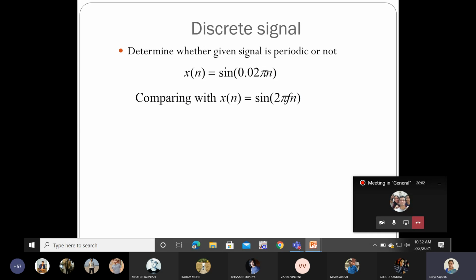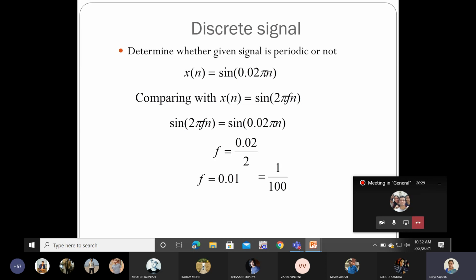We have to compare this signal with the general equation, that is sine 2 pi f n. We will compare sine 0.02 pi n with sine 2 pi f n. Let us take f from this. f is equal to 0.02 by 2, that is 0.01. Let us write it as a ratio of integers, that is 1 upon 100. So f is equal to 1 upon 100.